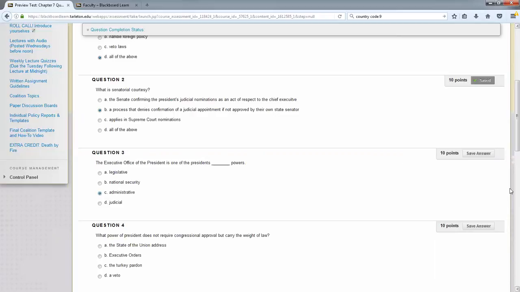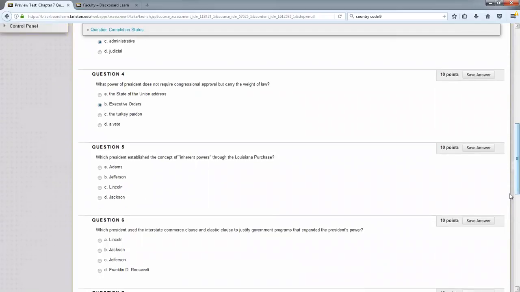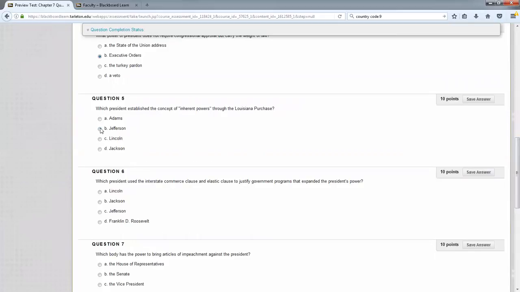What power of the president does not require congressional approval but carries the weight of law? Those are executive orders, y'all. Which president established the concept of inherent powers through the Louisiana Purchase? That was Jefferson.